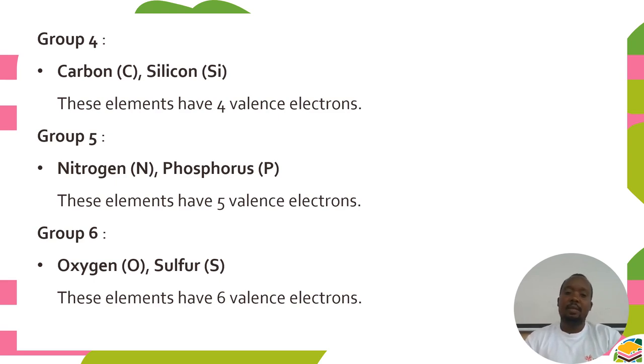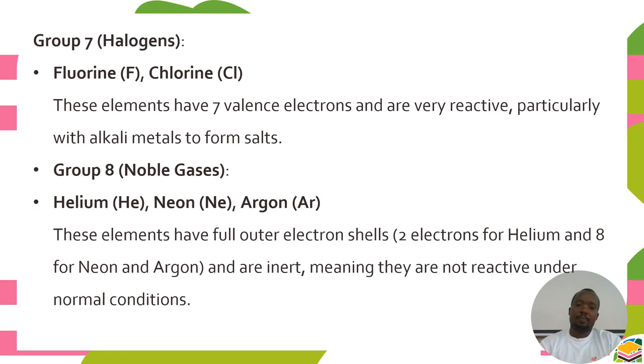Then group 6, members are oxygen and sulfur. Again, they are found in group 6 because they have 6 outermost electrons, 6 valence electrons. Group number 7, the members are commonly known as halogens. And the members are fluorine and chlorine.